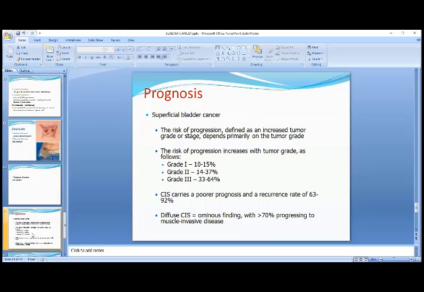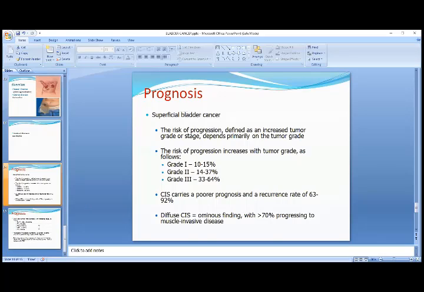Superficial bladder cancer: the risk of progression, defined as an increased tumor grade or stage, depends primarily on the tumor grade. So the risk of progression increases with tumor grade as follows. Grade 1 is 10 to 15% risk, grade 2 is 14 to 37% risk, and grade 3 is 33 to 64% risk. CIS carries a poorer prognosis and a recurrence rate of 63 to 92%. So diffuse CIS is an ominous finding with more than 70% progression to muscle invasive disease. So whenever the grade of the disease increases, it leads to poor prognosis.